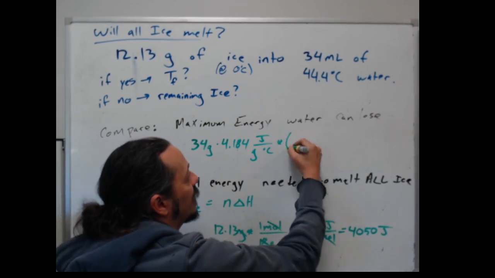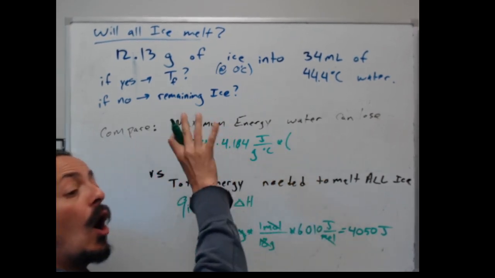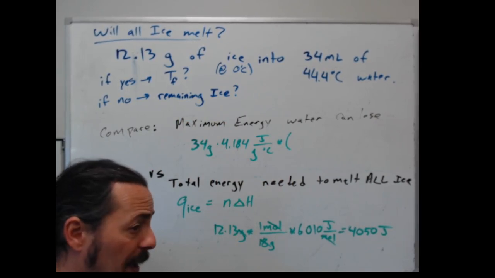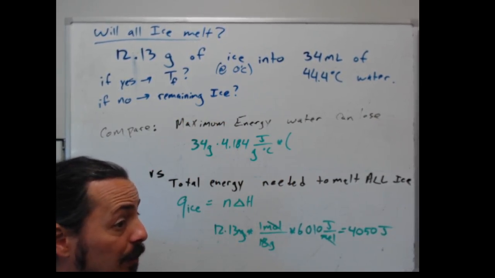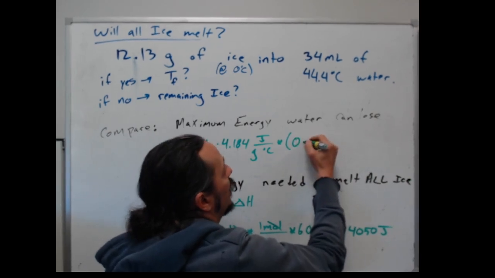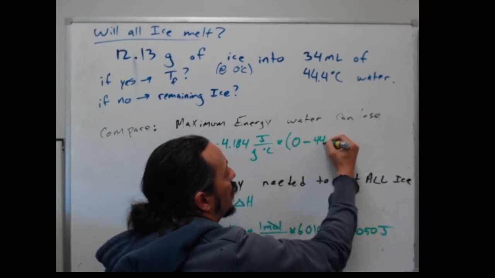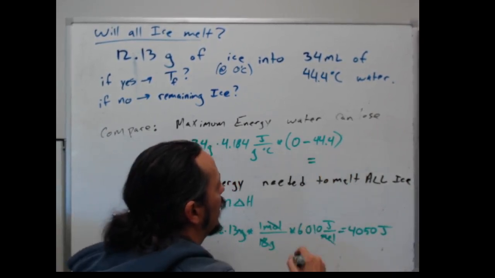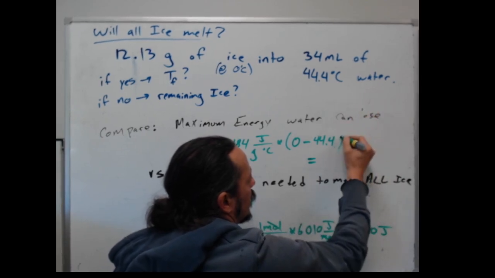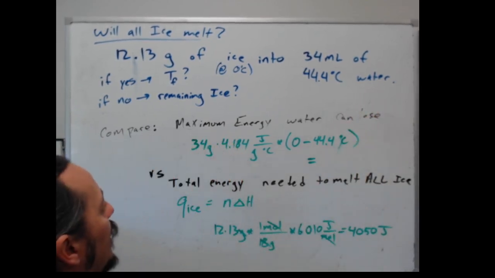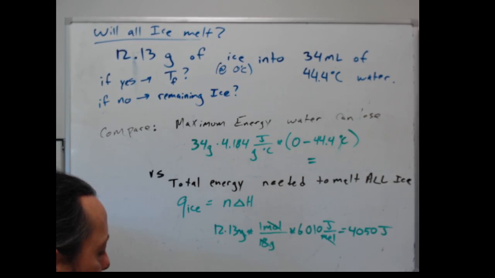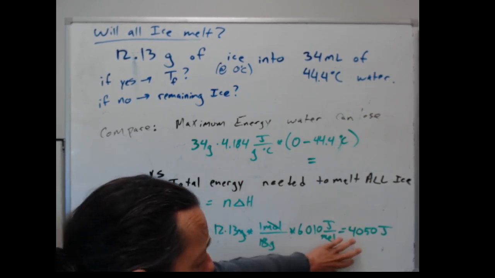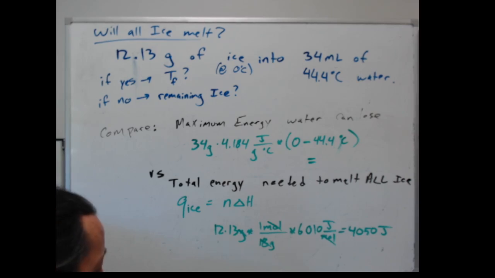And we've got our delta T. If we're losing all of our energy, we're going to the lowest possible temperature of liquid water, which is 0, from our initial temperature of 44.4. Again, this is in degrees Celsius. We get a value associated with this, and we figure out, is that enough energy to melt all of the ice? 34 times 4.184 times 44.4.